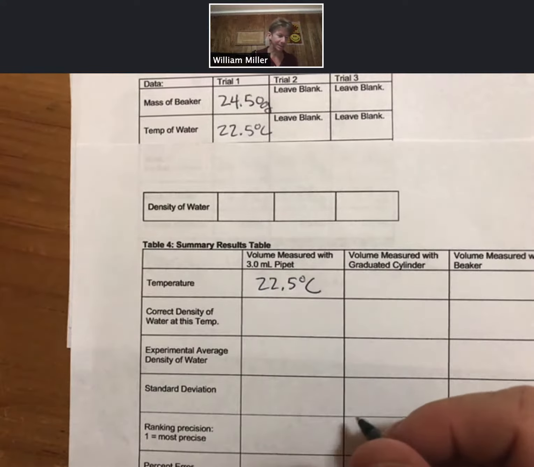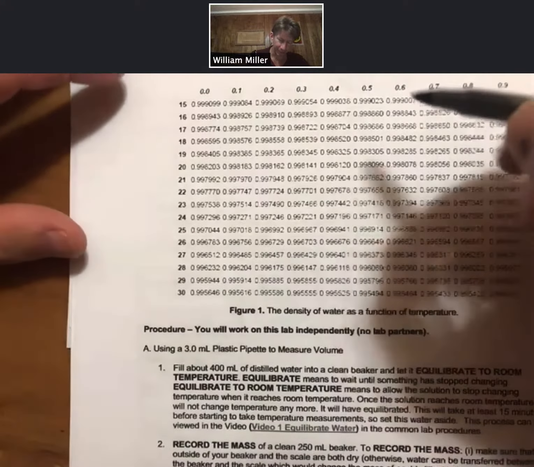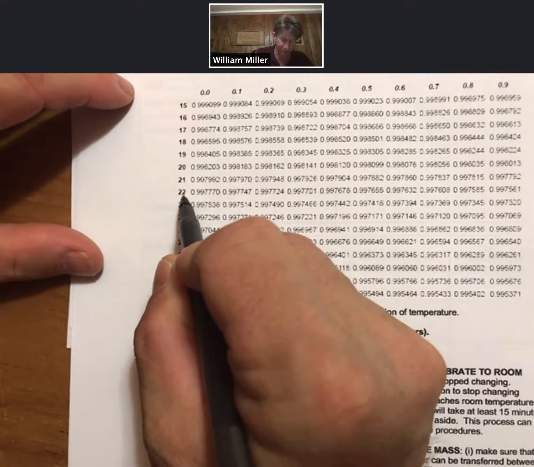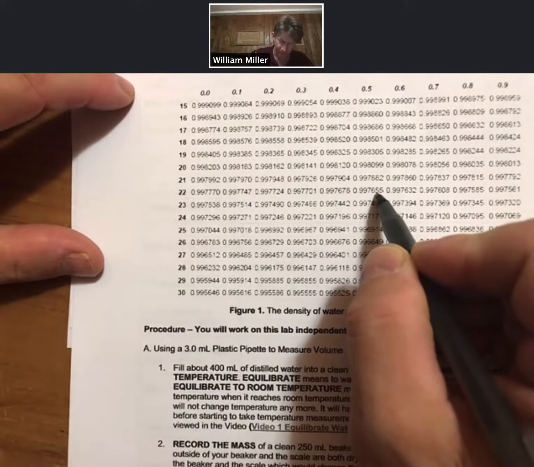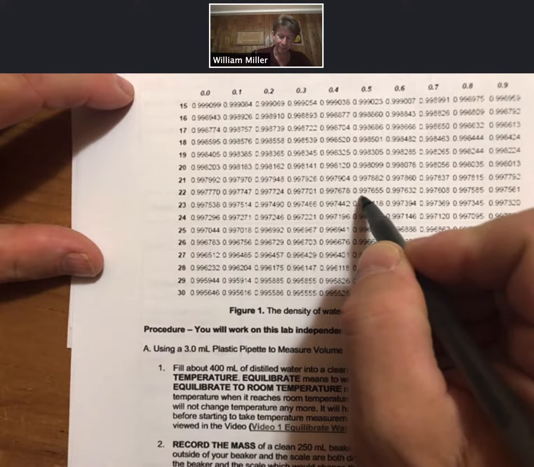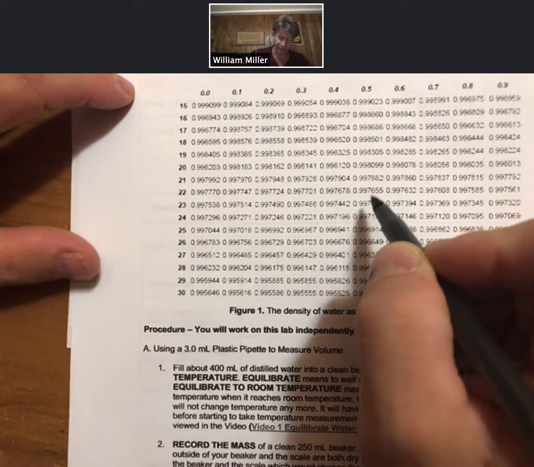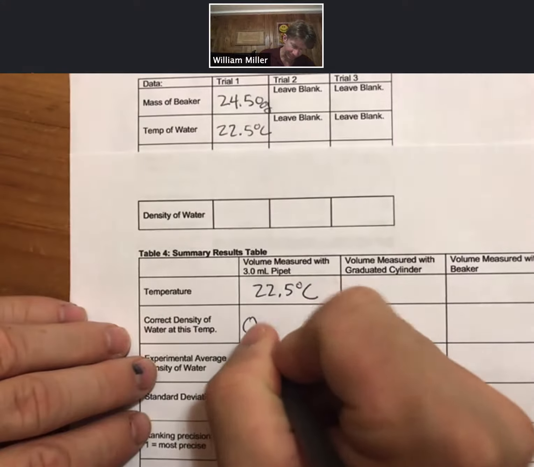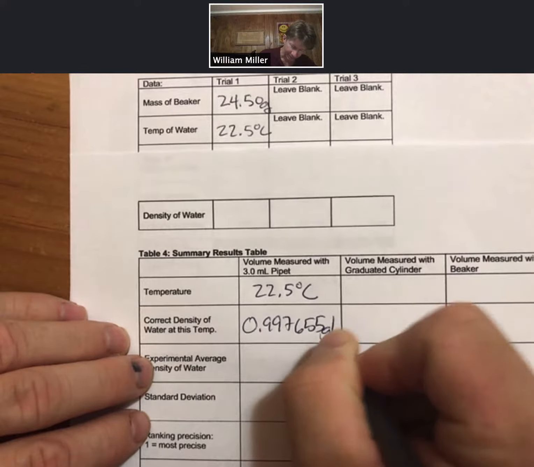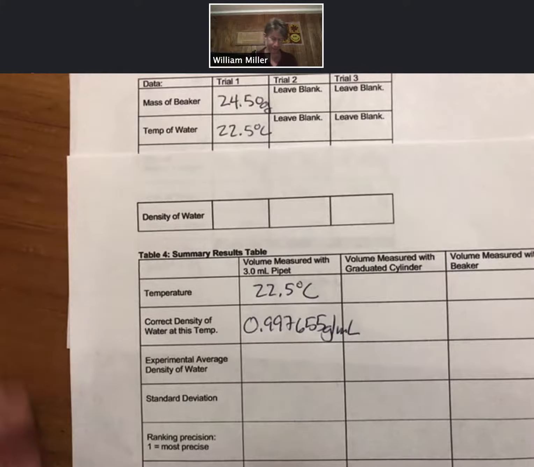And the correct density is in a table in the lab as well, so look at that table. The way you read that table is you go to 22 degrees, and you go over to 0.5 degrees to get to 22.5. And your correct density of water is 0.997655, in grams per milliliter.